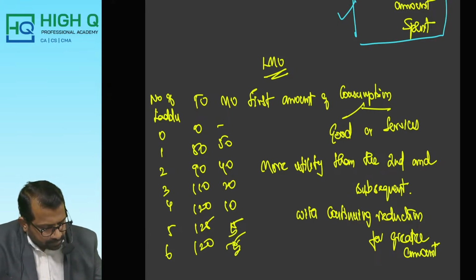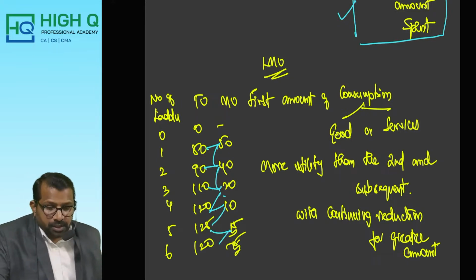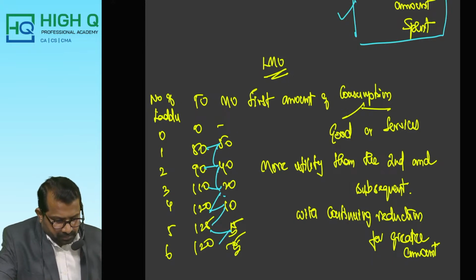So as per this table, now just see here: 50, marginal utility 50 plus 40, 90, 90 plus 20, 110, again 10, 120, again 5, 125, then the last one comes under negative.